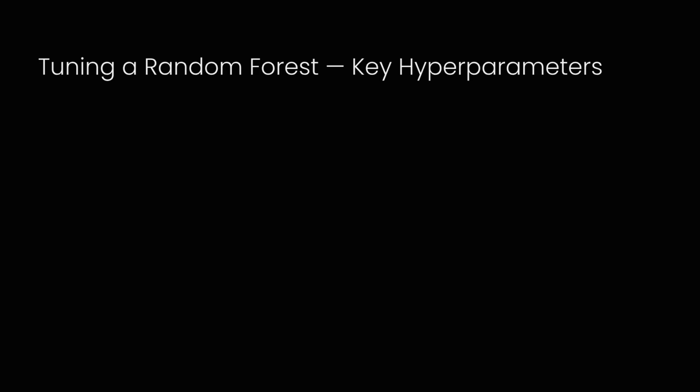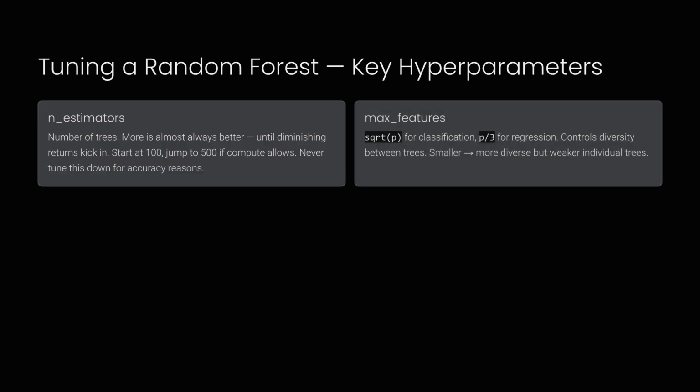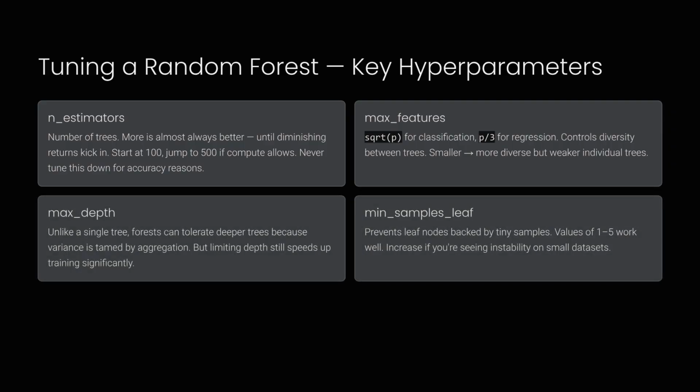Key hyperparameters include n_estimators, the number of trees; max_features, controlling tree diversity; and max_depth and min_samples_leaf, controlling individual tree growth. In practice, n_estimators and max_features offer the quickest wins for tuning.